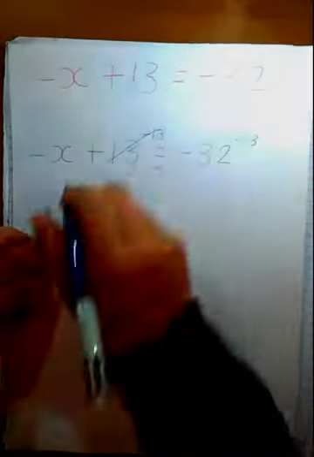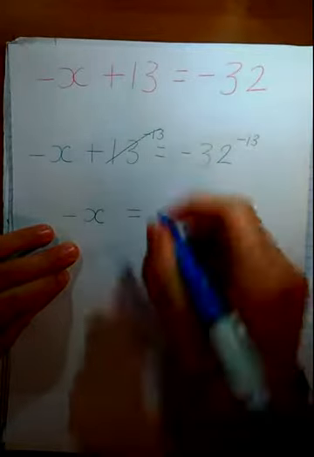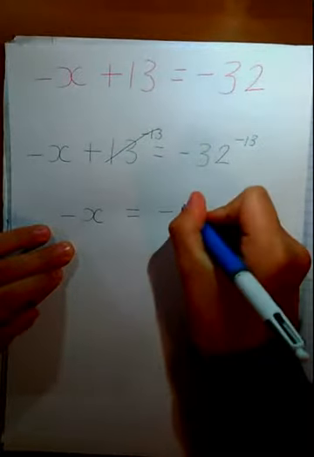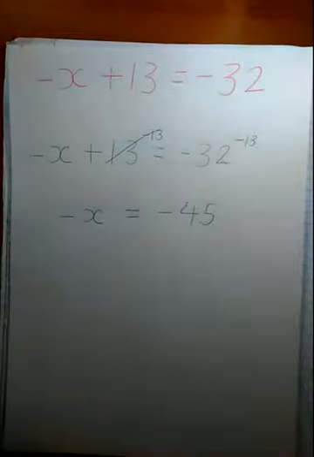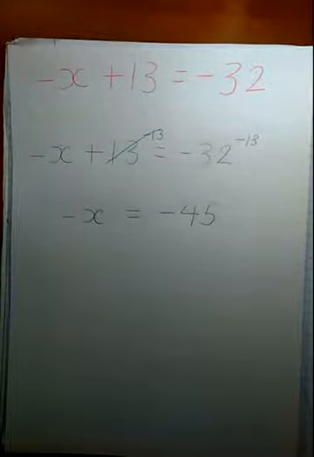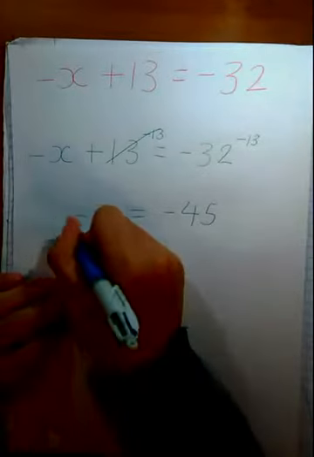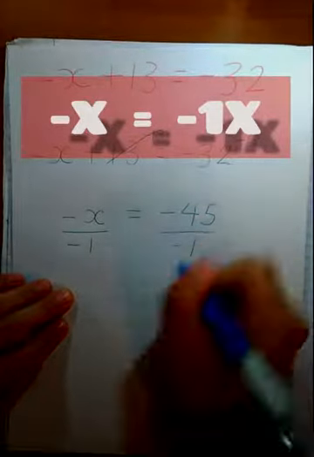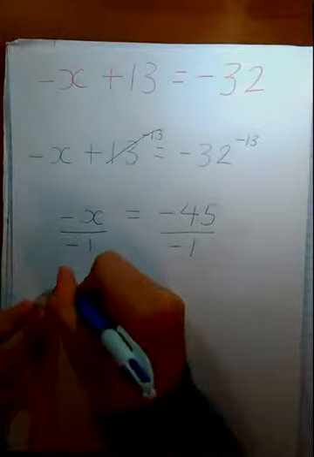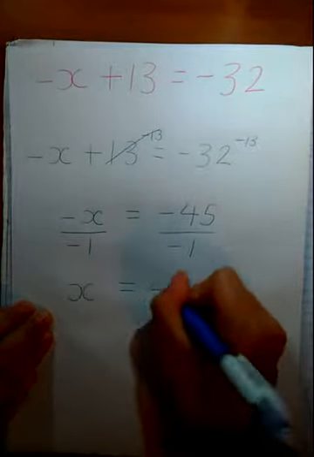Plus 13 and take away 13 cancels it out, so we're left with negative x on this side, and negative 32 minus 13, and this equals negative 45, because we're still going in the negative direction on the number line. Now we have negative x equals negative 45. Now this isn't the answer just yet, we need x by itself. So to take away the negative, we'll divide it by negative 1, and we'll do the same thing on the other side. Now we're left with x equals 45.